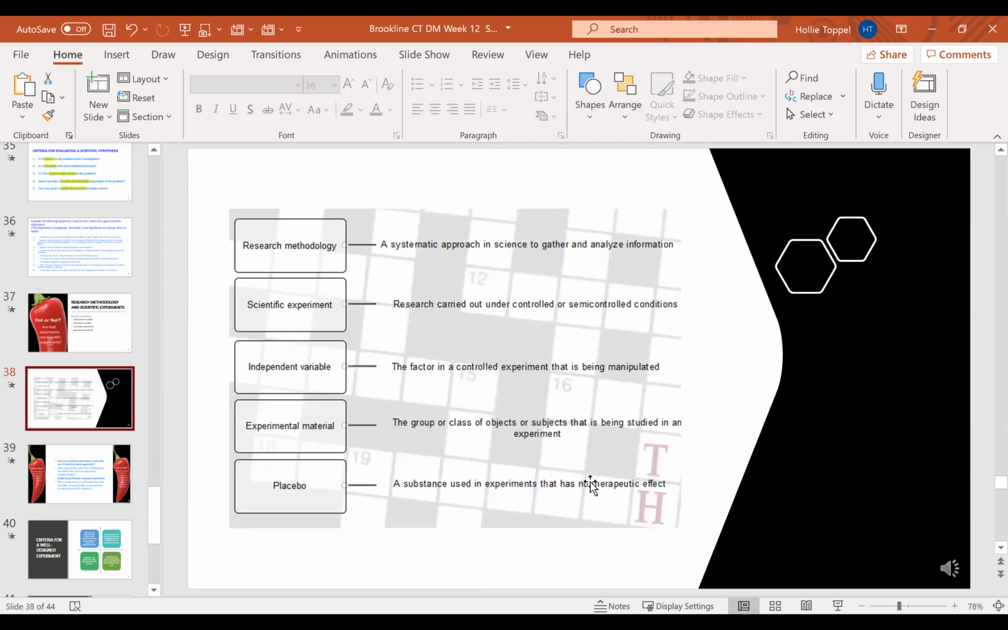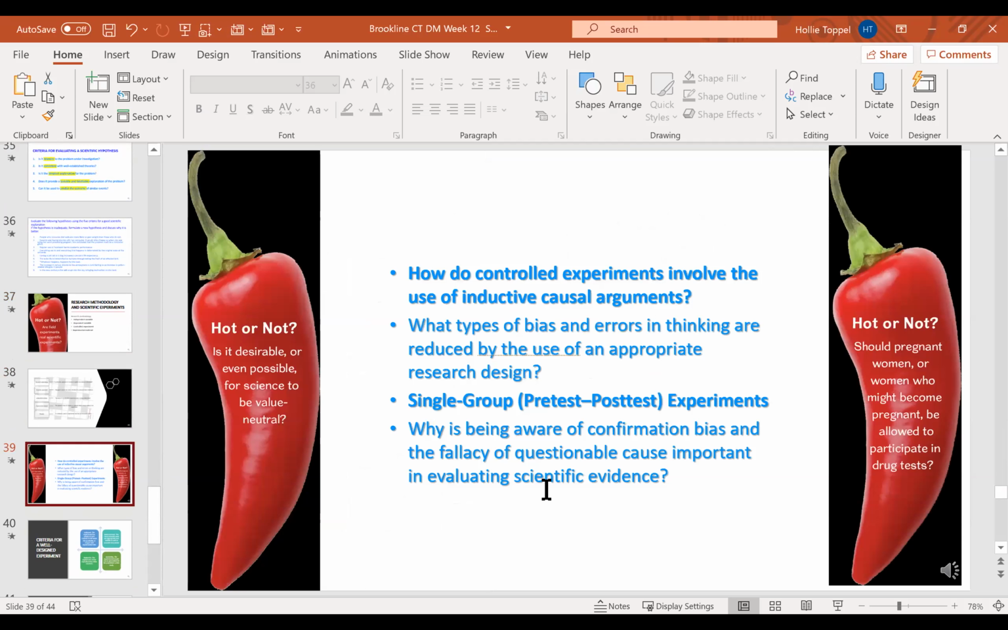Here you have some more MindTap definitions. So here are some of the questions. How do you control experiments that involve inductive causal arguments? Remember, inductive causal arguments are ones that are based on opinions and not facts. Usually it's if, then. If I go outside in the cold weather and don't wear a jacket, then I'm going to get a cold. If I take vitamin C, I'm not going to have a cold.